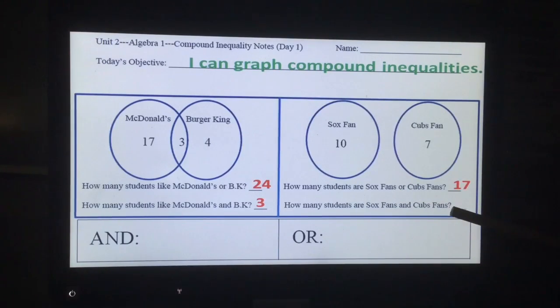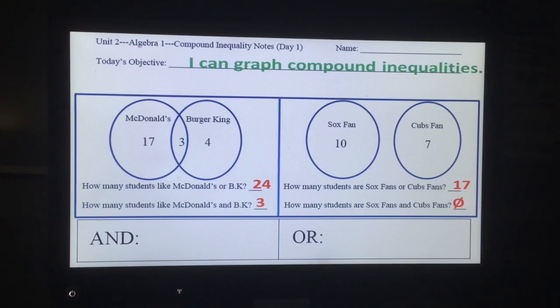a Cubs fan. Now if I said, are you a Sox fan and a Cubs fan? This guy would say no, because he's not a Cubs fan. He's only a Sox fan. Same thing over here. They would say no, because they are only Cubs fans. So if I asked the question, are you a Sox fan and a Cubs fan? You would find nobody, because these circles are disjoint. So it would be no solution. Okay?